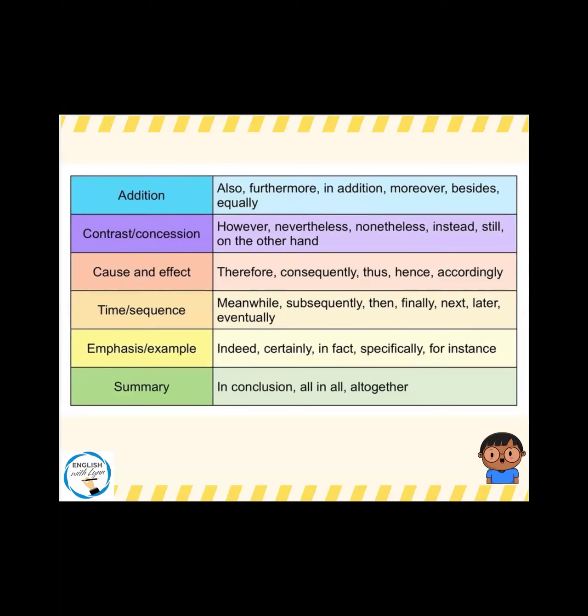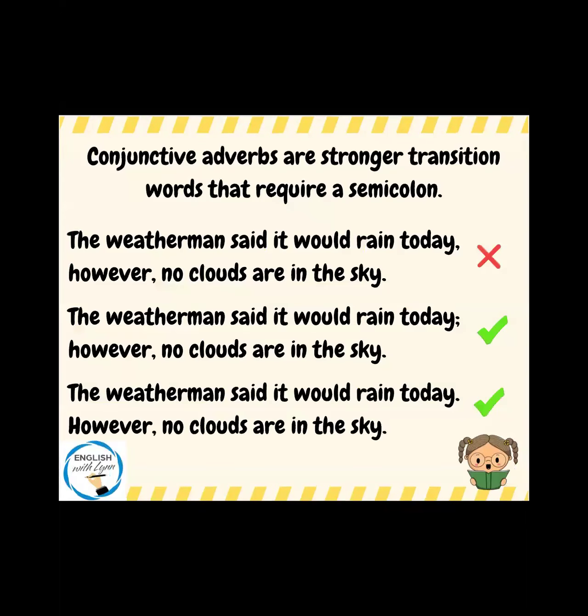Now, there is one major rule that is often not followed when using conjunctive adverbs, and that is a punctuation rule. What I often see when looking at people using the conjunctive adverbs within their writing is the linking of clauses using commas. You can't do that. So in the example here, the weatherman said it would rain today. That is one main clause. You can't link it to the next main clause with a comma. You can't do that grammatically.